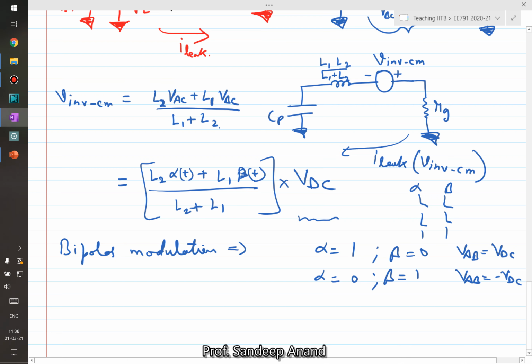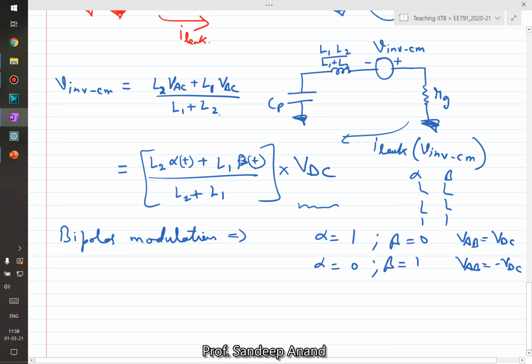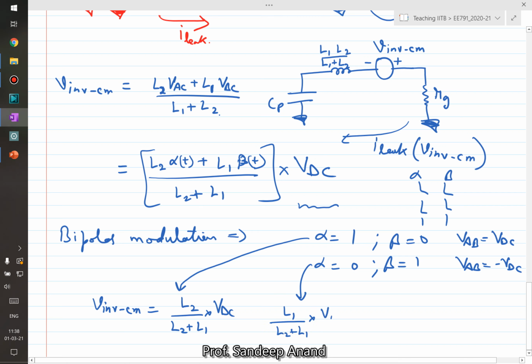And now if I substitute this thing here, then you can see that in the first scenario, the inverter common mode voltage will be equal to L2 upon L2 plus L1 into VDC. And in the second case, this common mode voltage will be equal to L1 upon L2 plus L1 into VDC.